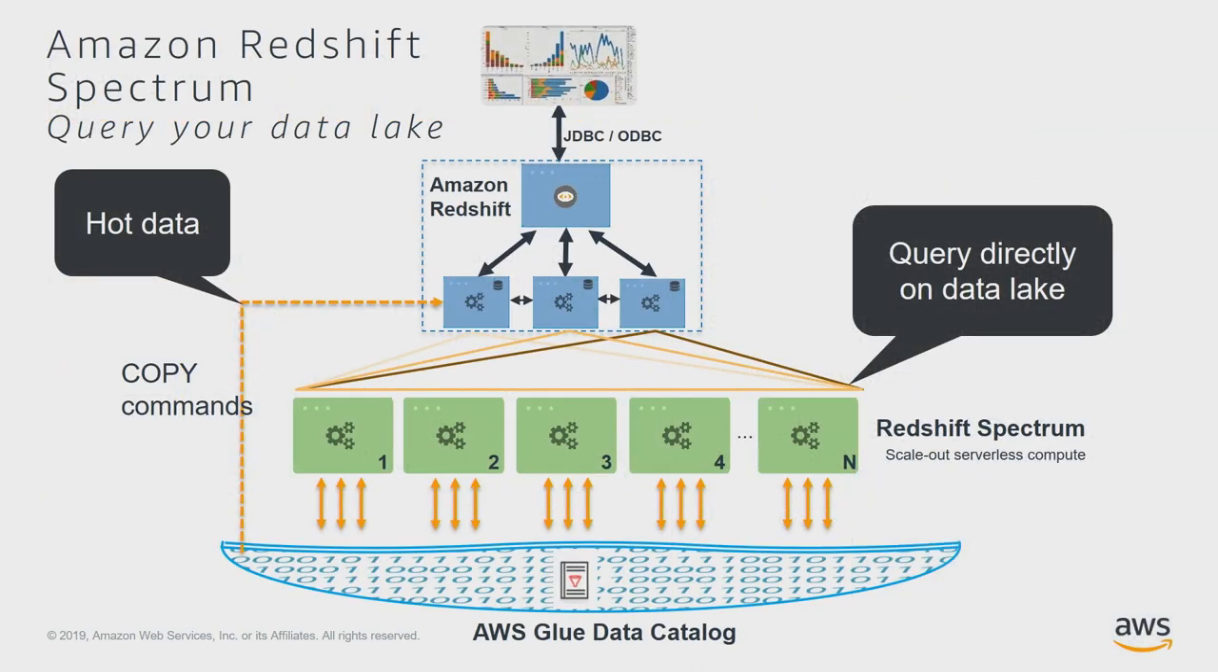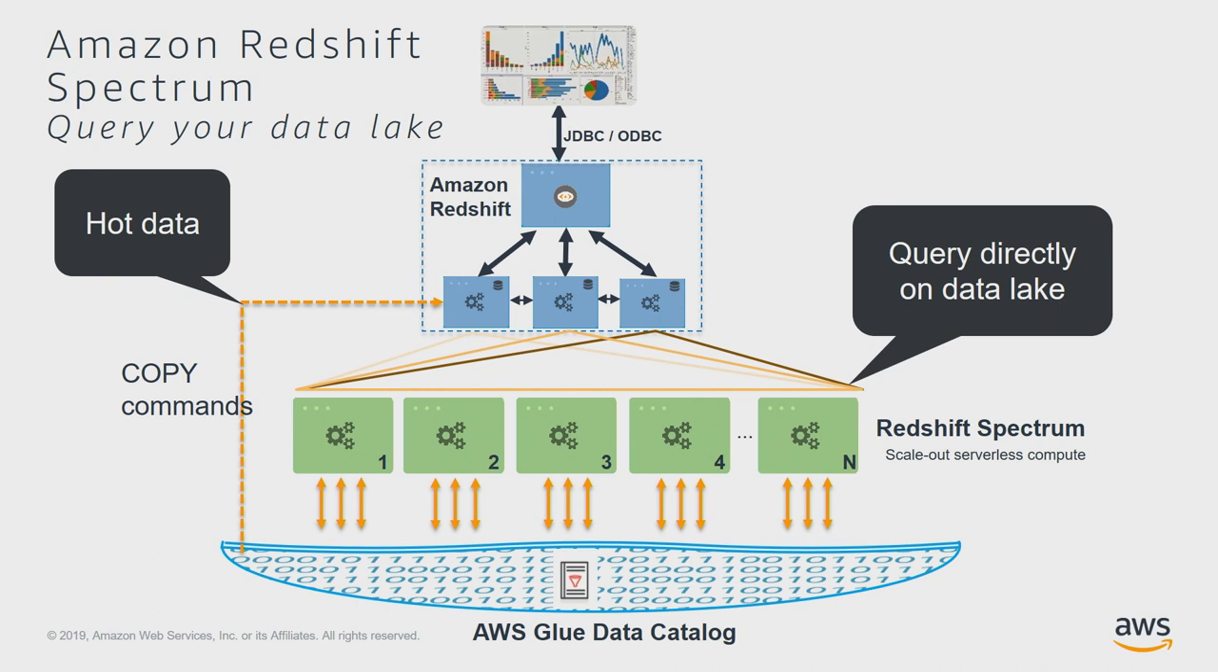So it looks a little bit like this, where again, you've got your data lake at the bottom. You use copy commands to copy data from S3 into the Redshift cluster. Over here, we've got a three-node cluster. And those clusters all have high-performance SSD disk, and you're doing all your hot data queries on that.